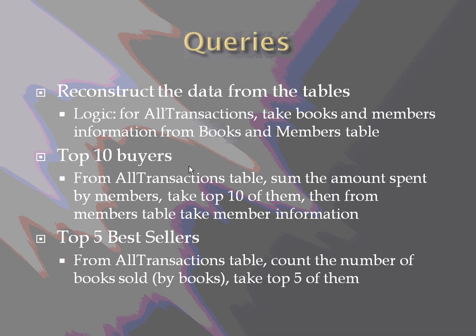In top 10 buyers we applied sum on the book price. In top 5 best sellers we have to apply a count function on the books. It will display, for each book, how many times it got sold.